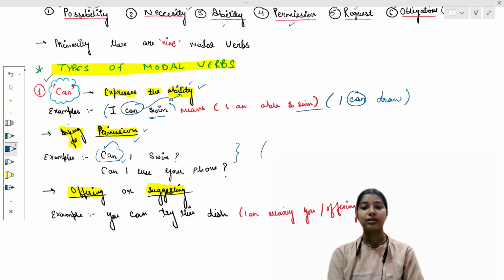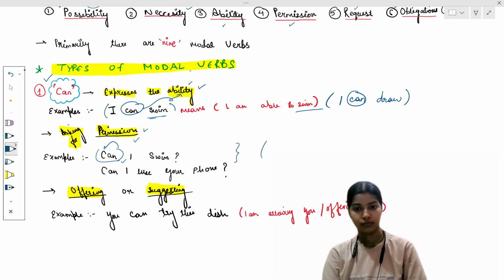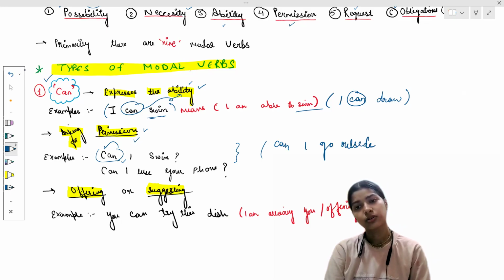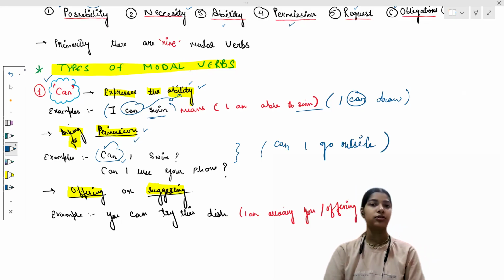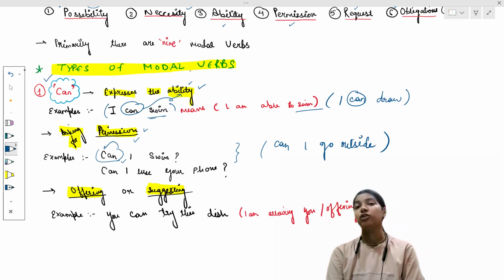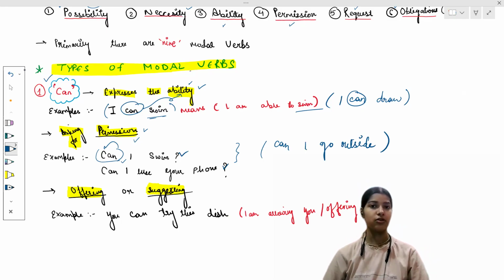Let's say, can I go outside? It is also taking permission from somebody. Just like I am asking mom, can I go outside, mom? Or can I swim? Or can I use the phone? So here we are asking for permission using the modal can.